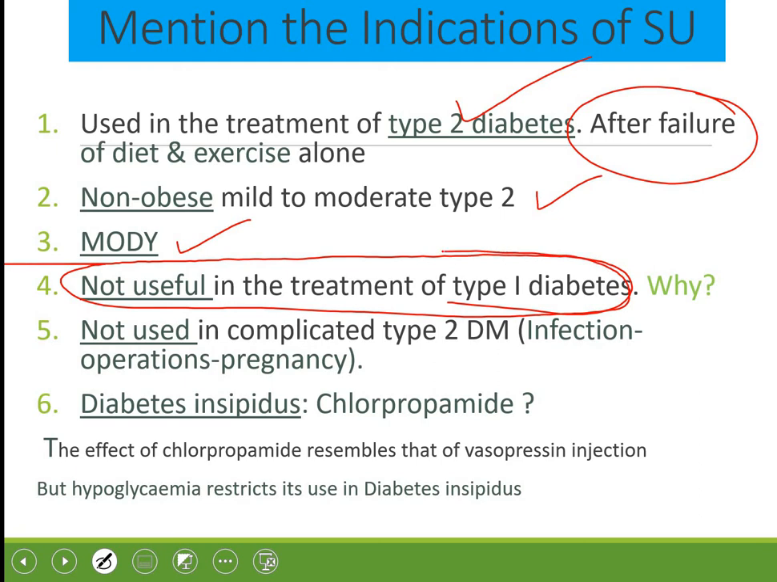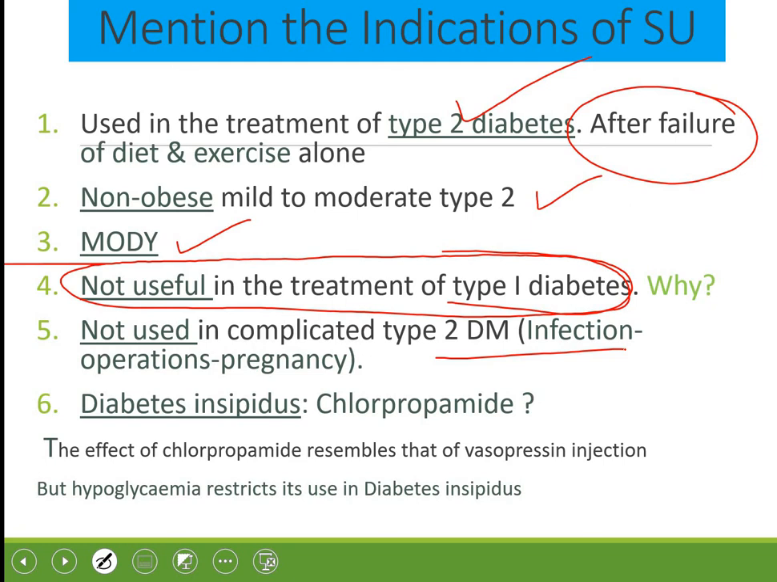Why? Because sulfonylureas work on a working pancreas and release the insulin. In case of type 1 diabetes mellitus, there is no working pancreas. So that is why they are not recommended for type 1 diabetes mellitus. Not used in complicated type 2 diabetes mellitus as well. Why? Because sometimes we have to go for insulins to manage the complicated case.